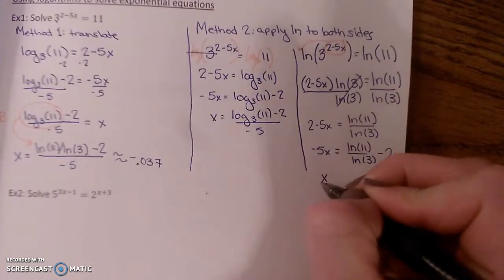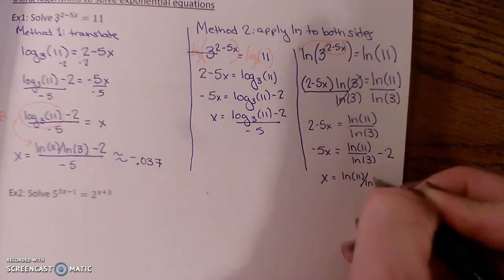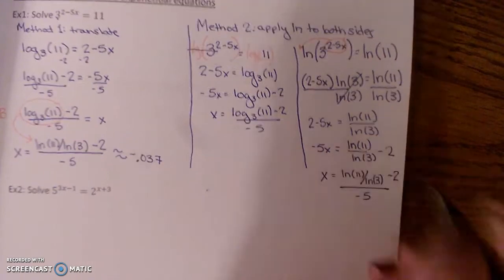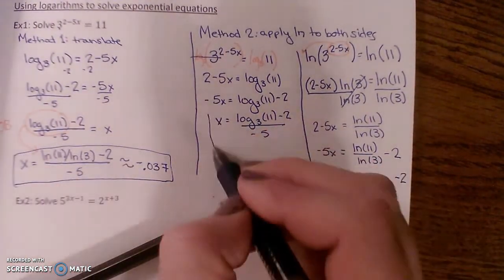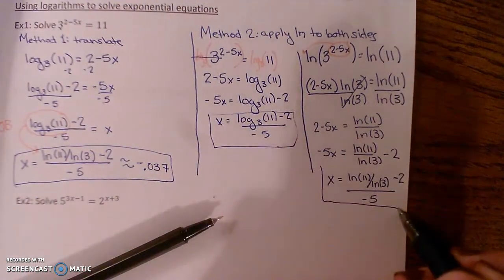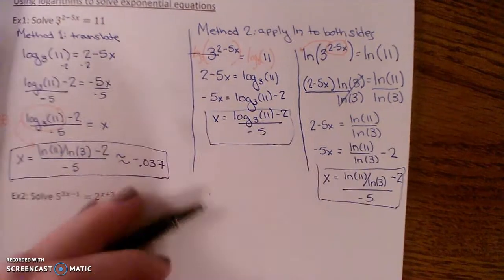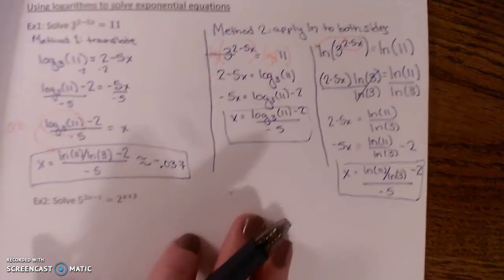And then last but not least, divide both sides by negative 5. So again, natural log of 11 over natural log of 3 minus 2, all over negative 5. Okay, so you'll see that in any case, I got the same answer. It depends on what method is the most convenient to you at the moment. Okay, let's look at another example.